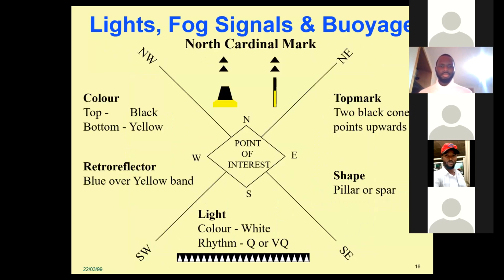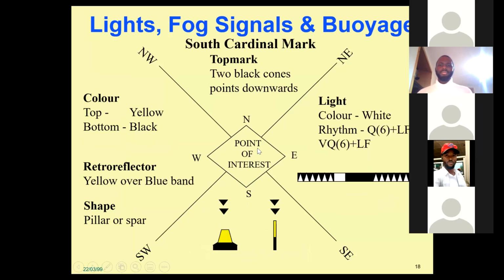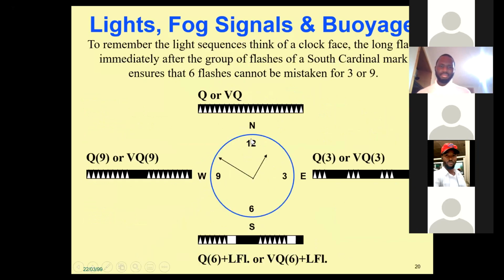And for the north, we always say black over yellow. For the south, we say yellow over black. We say black is greater than yellow for north, and for the south, yellow is greater than black. And for the east, we always say yellow in the middle, and for west, black in the middle. So those are just the small tips that we use in quickly remembering these cardinal marks.